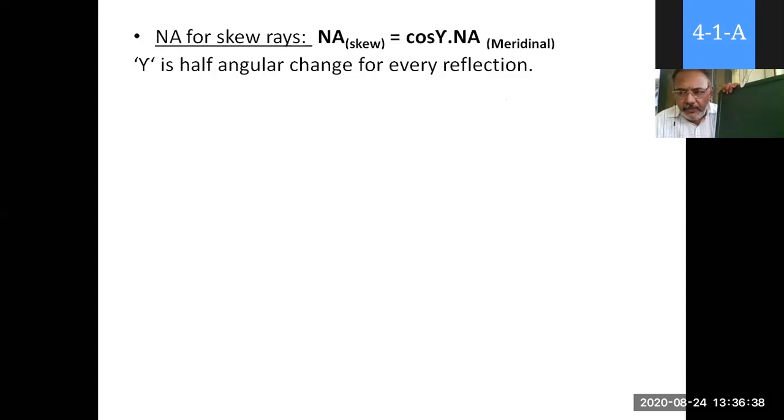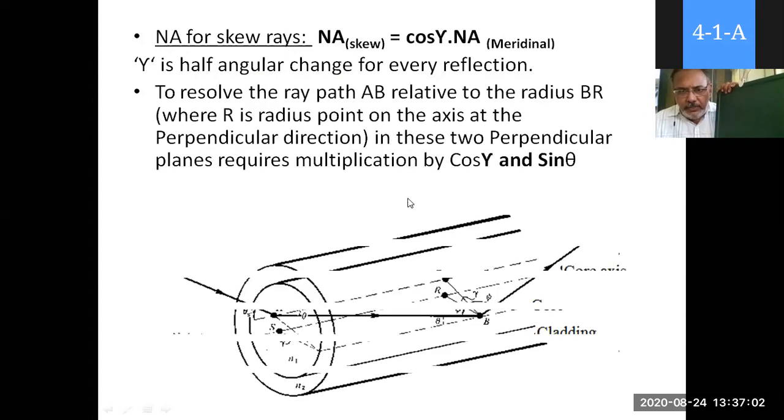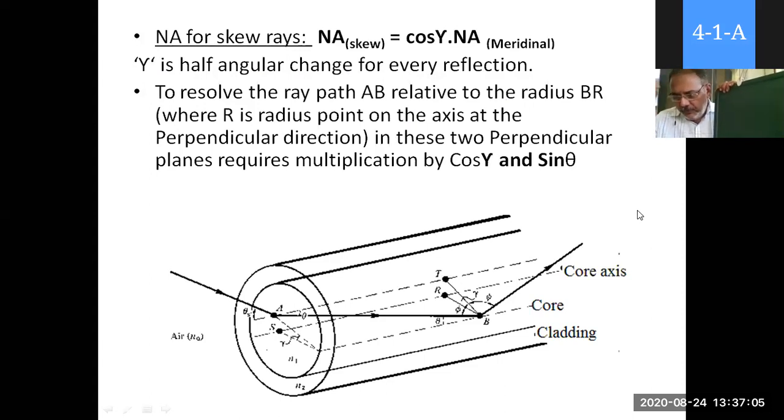So NA for an ordinary acceptance angle, or axial ray, is different, and for a skew ray it is different. So NA for skew is given by cos gamma into NA of meridian, where gamma is the half angular change for every reflection. So here, see the figure. Very important. You can see this figure in the textbook. Actually, I cropped that from the textbook, just to explain this.